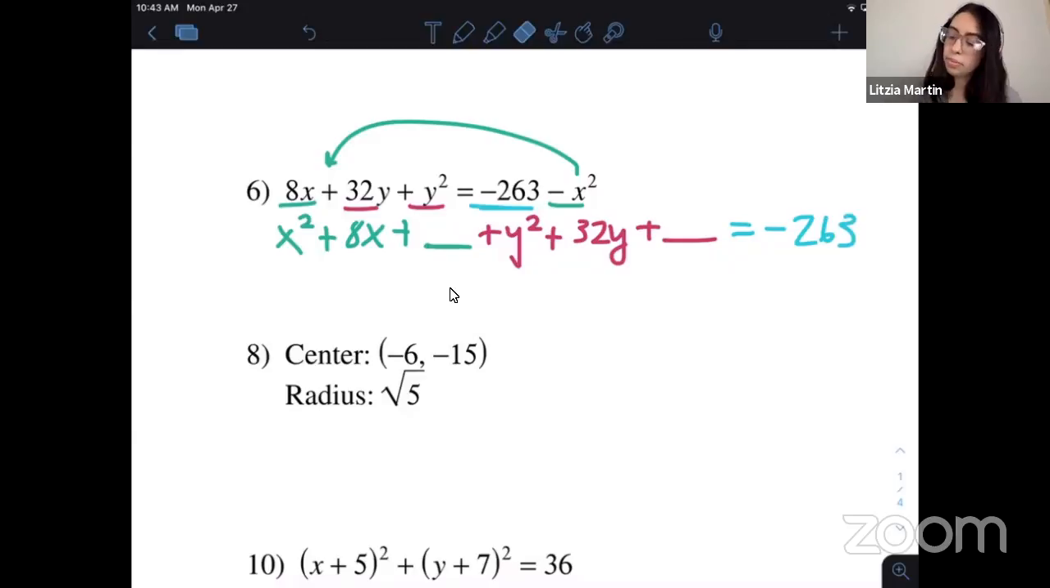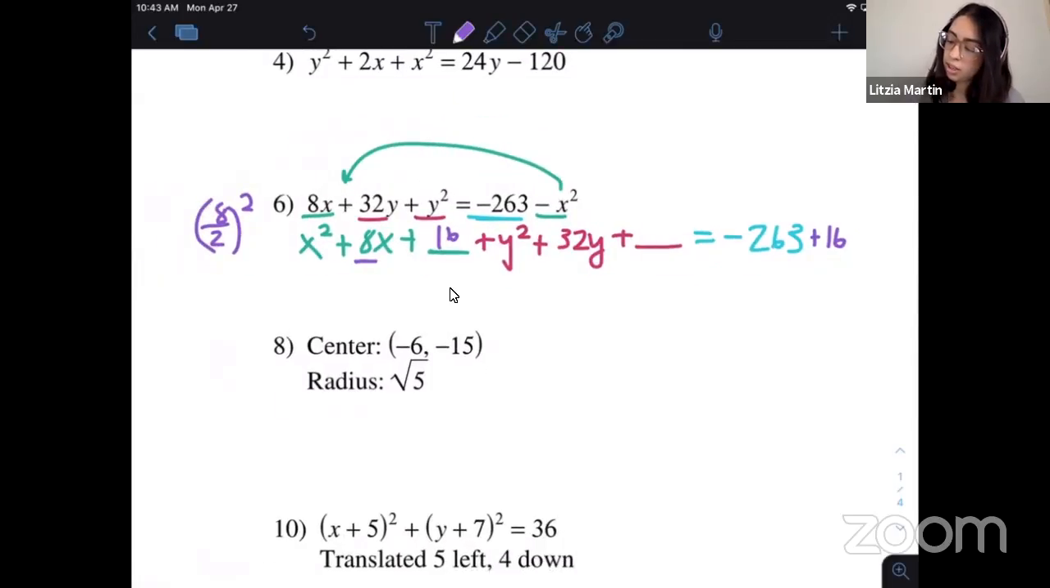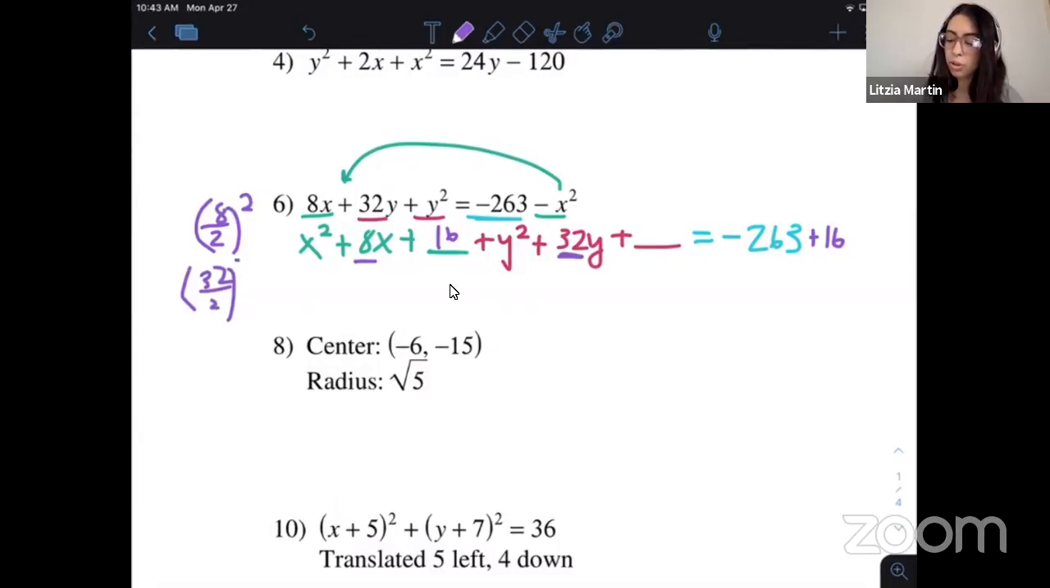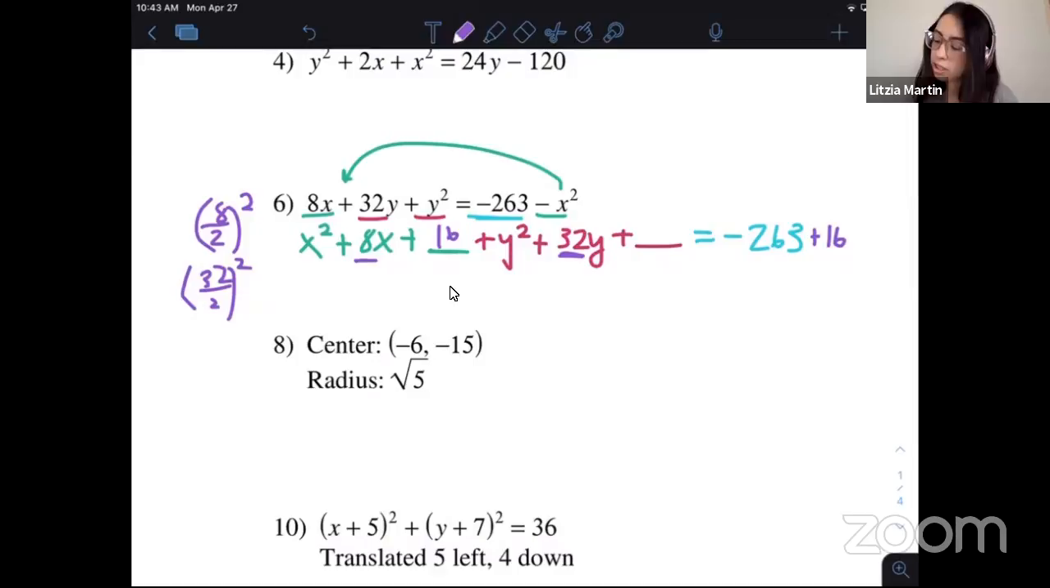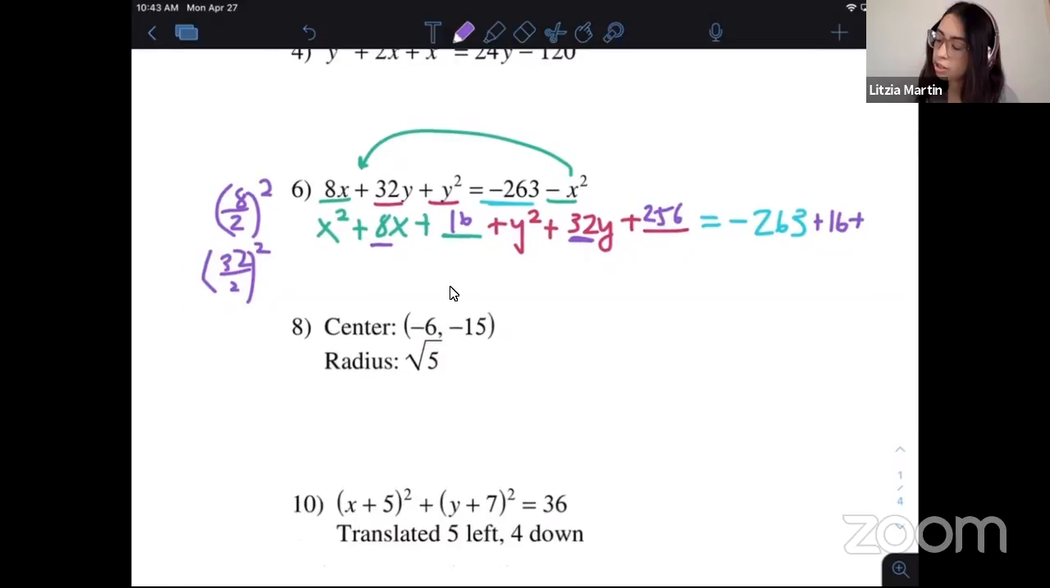So let's do purple here. 8 is in the middle. 8 divided by 2 squared is going to be 16. And then 32 is in the middle for y. 32 divided by 2 squared. That's going to be, hang on, I'm going to need a calculator here. 32 divided by 2 is 16. Times 16 is 256. And we're going to add that to the other side.